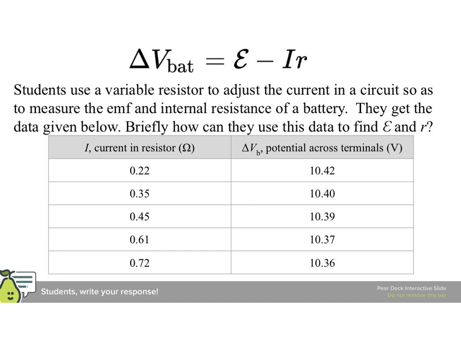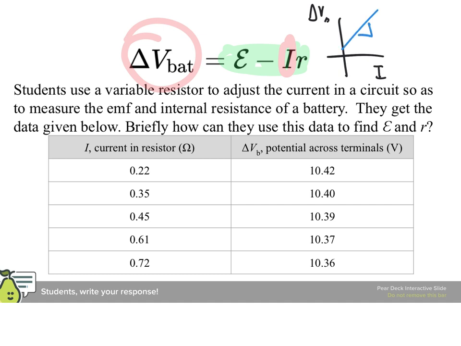Of course, the simplest answer is if we were to make a graph of delta V_B versus I, we see that we would expect, right, this is the formula we're saying connects the two. So if our variables are this on the horizontal and this on the vertical, then we expect a line to come out. So we'd have a line, and minus the slope of the line is the internal resistance, and the intercept is the EMF.